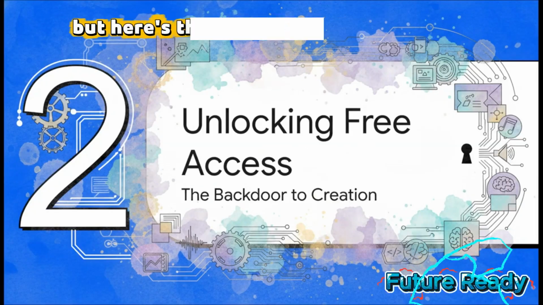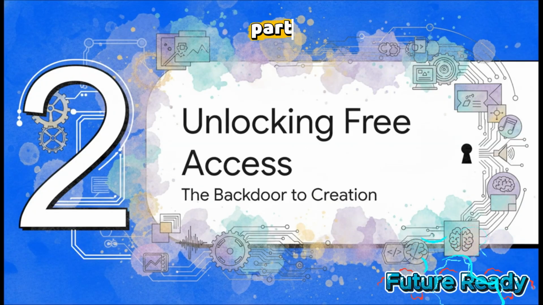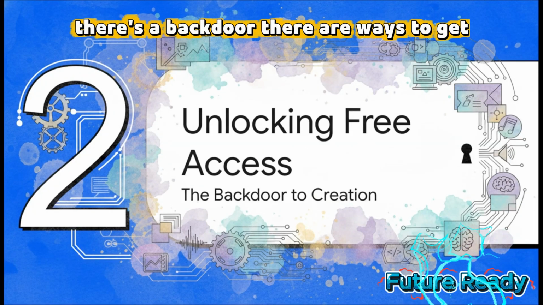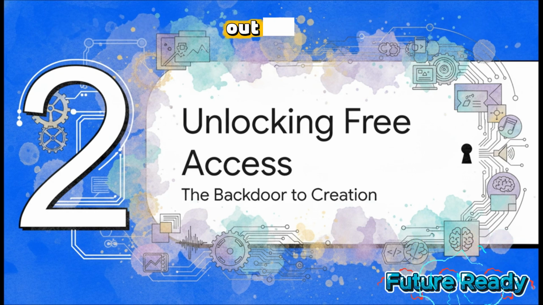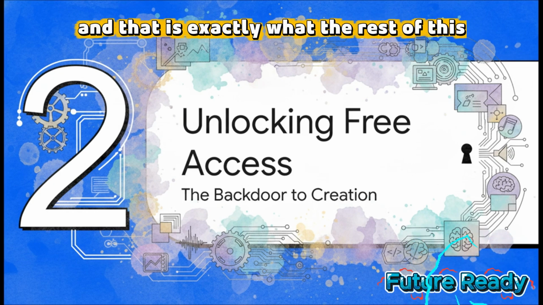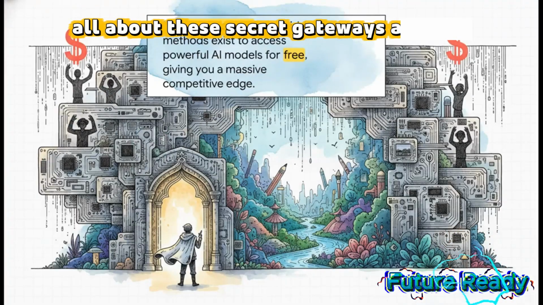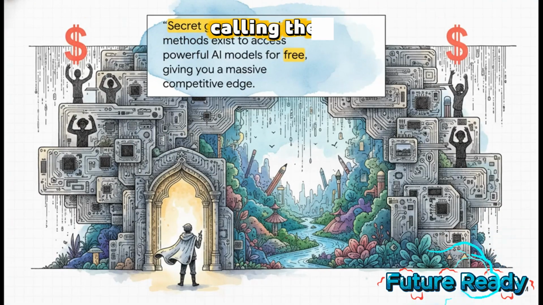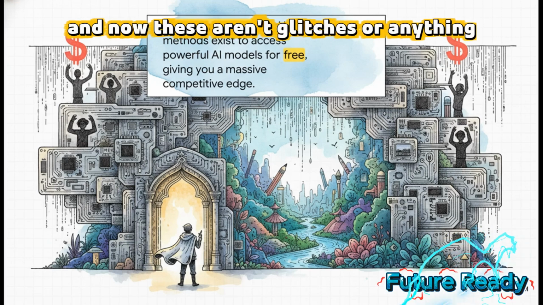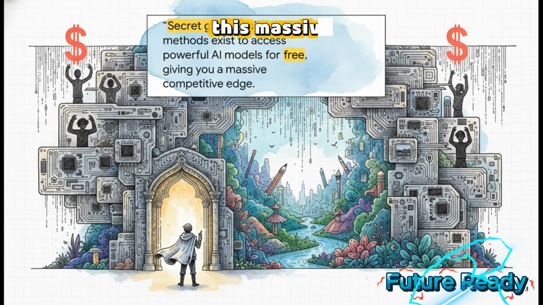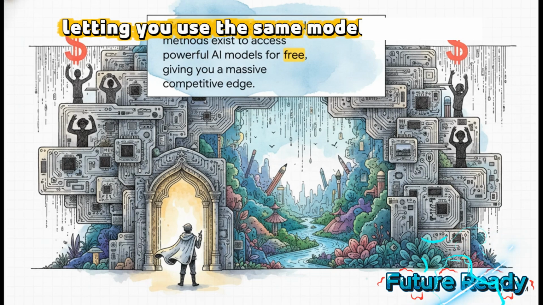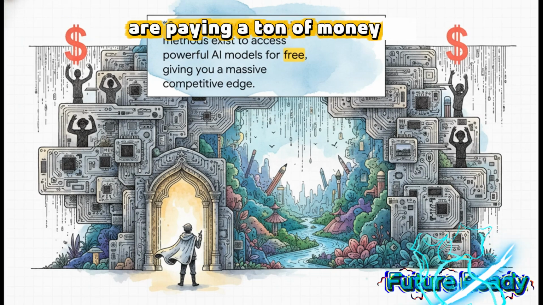But here's the secret, and this is the good part. There's a backdoor. There are ways to get unlimited access to some of the most powerful creation tools out there, and that is exactly what the rest of this explainer is all about. These secret gateways, as we're calling them, are the absolute key. Now, these aren't glitches or anything. They're usually experimental platforms or just lesser-known methods that give you this massive competitive edge, letting you use the same models that other people are paying a ton of money for.